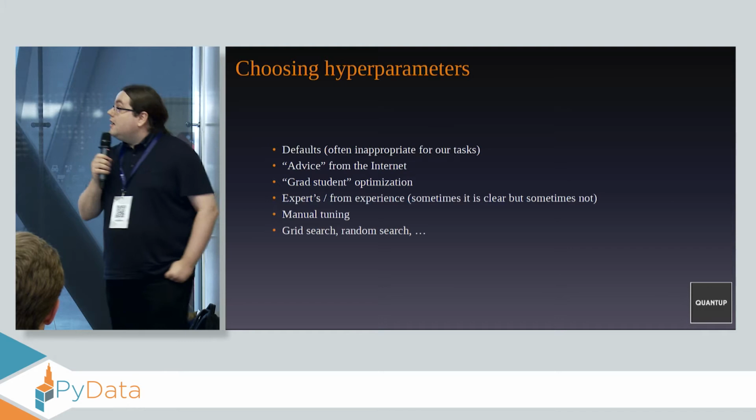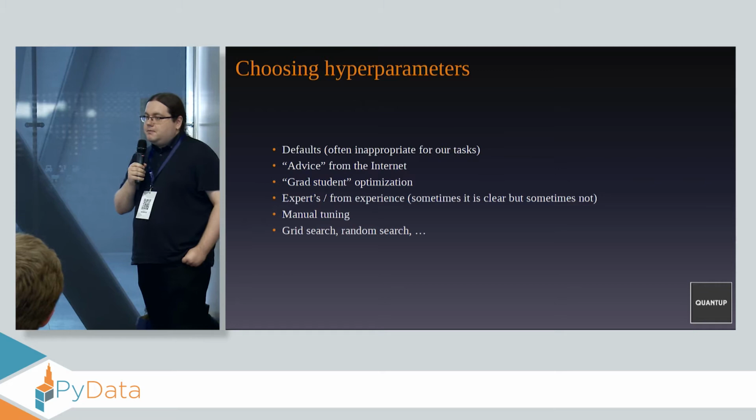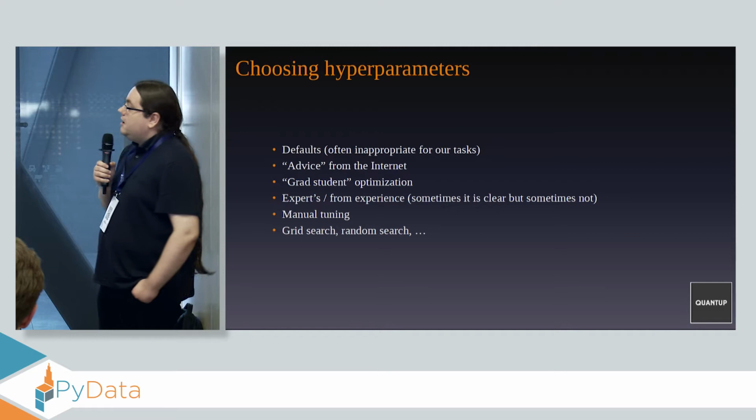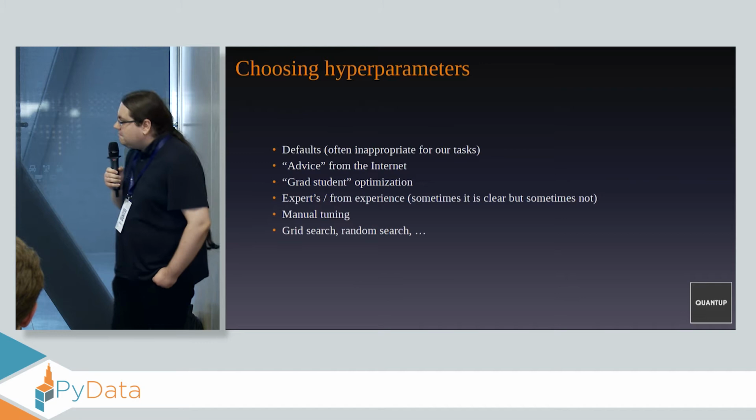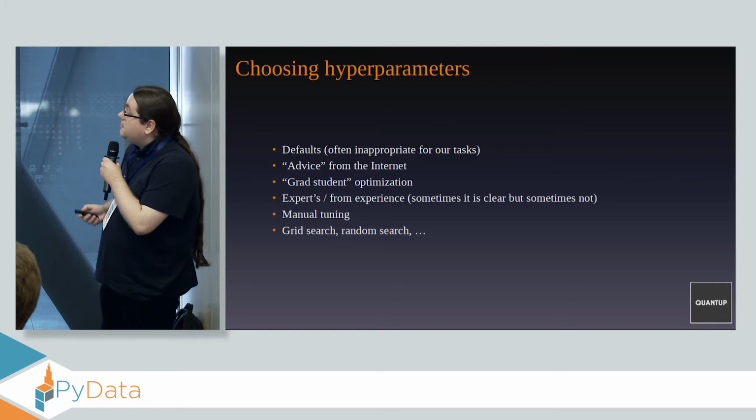Experts from experience: usually we do analytics on many similar problems one after another, so we can, to some degree, reuse hyperparameters from one task to another. We can play with manual tuning, which is bothersome. There are some standard approaches like grid search, random search, and there is model-based optimization. So, let's start from the basics.